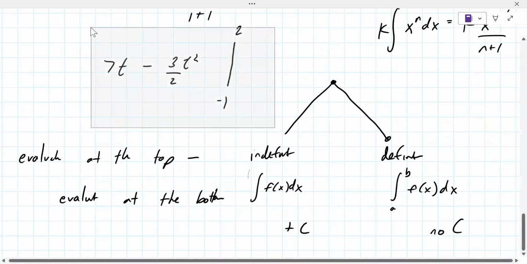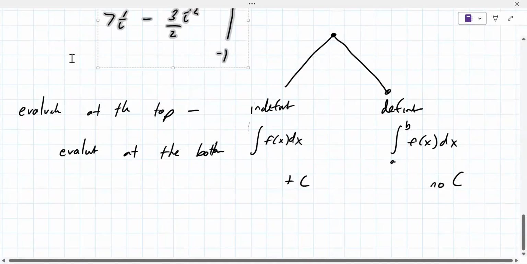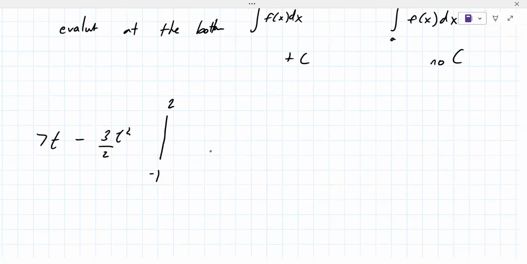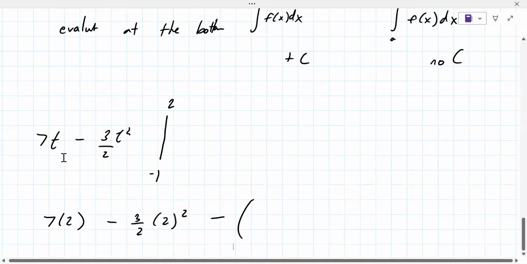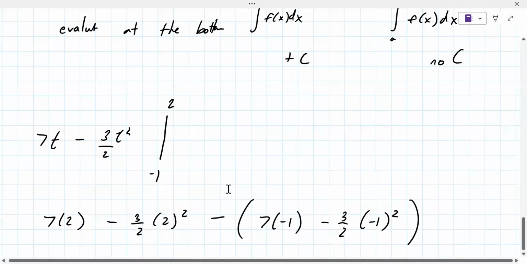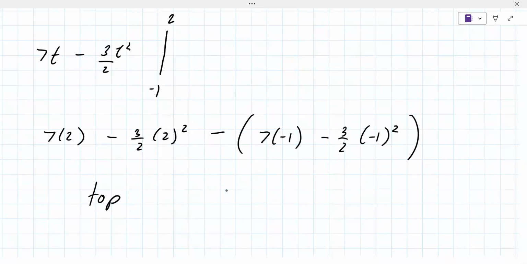So a lot of explanation for the first one, but you put the 2 in for t, so it's 7 times 2 minus 3/2 times 2 squared, minus, so all of this is the top. Then you put the bottom number in for t. So it's 7 times -1 minus 3/2 times -1 squared, like that. Now it has to be in parentheses. It's top minus bottom.